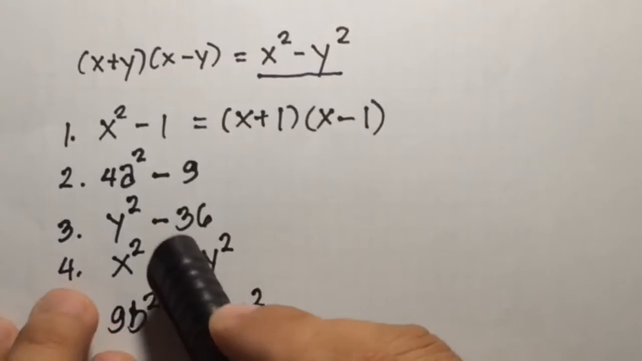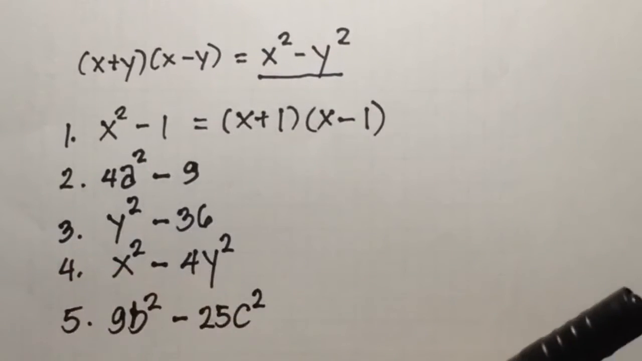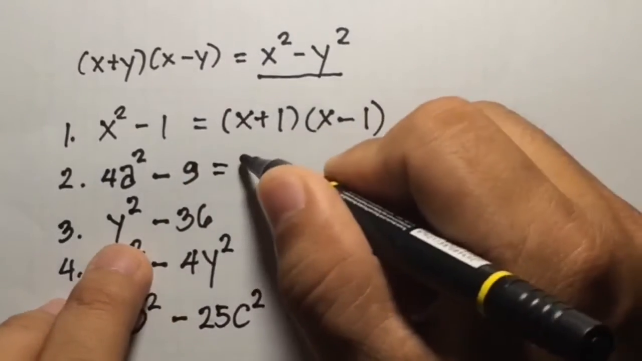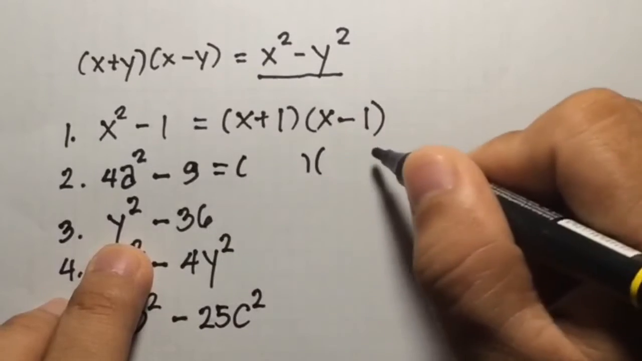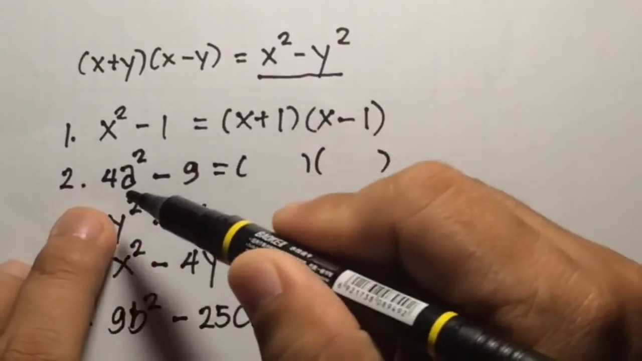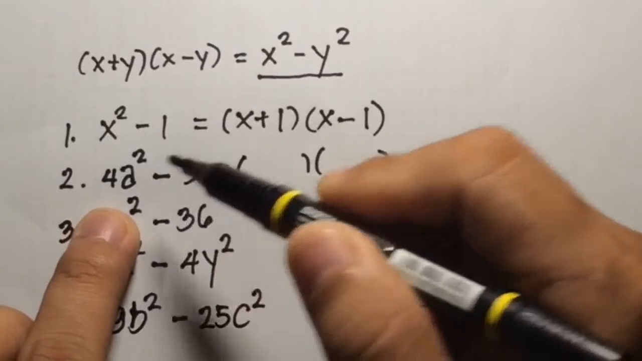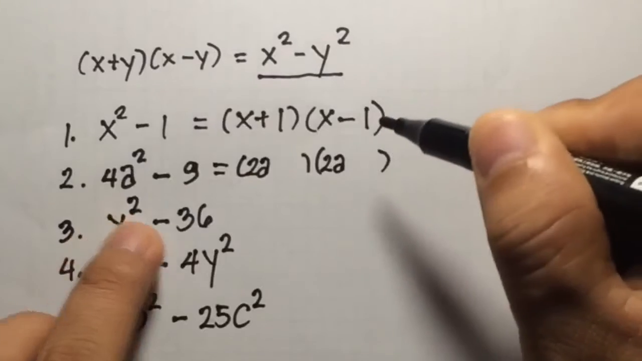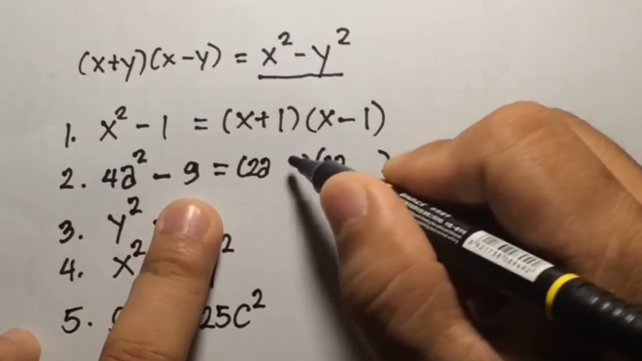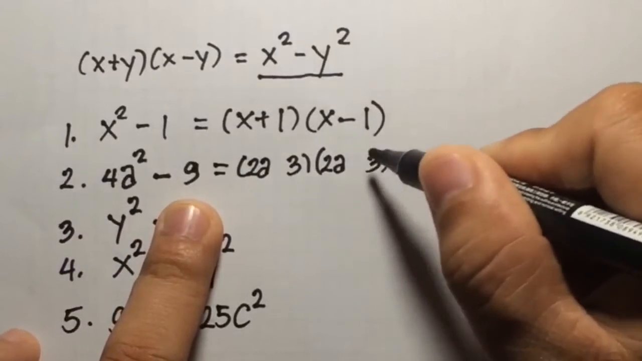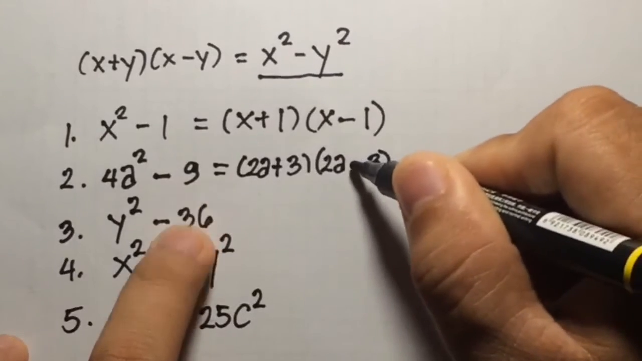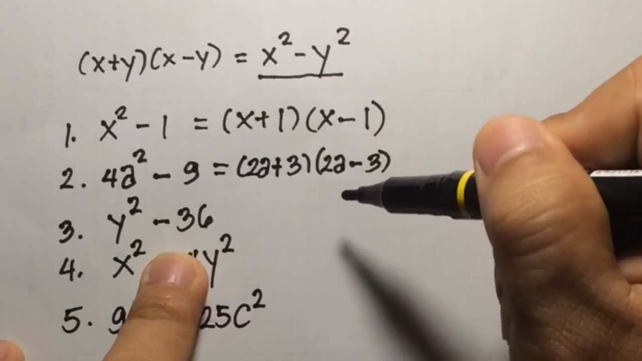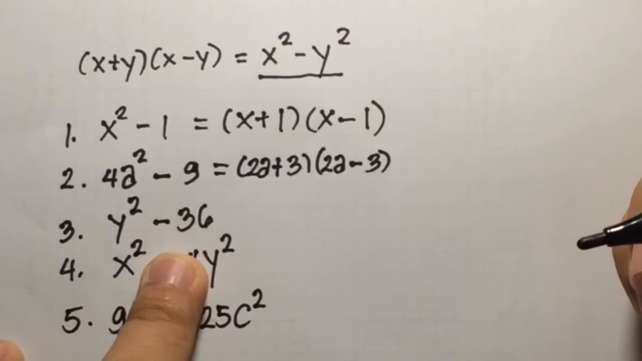Then for number 2, 4a squared minus 9, if we're going to factor this one, this is a difference of two squares. We're going to have first two open and close parentheses. Then the square root of 4a squared is 2a. This will be the first term. Then the square root of 9 is 3. And we'll just have the sum and difference. So 4a squared minus 9 is equal to the quantity of 2a plus 3 times the quantity of 2a minus 3.